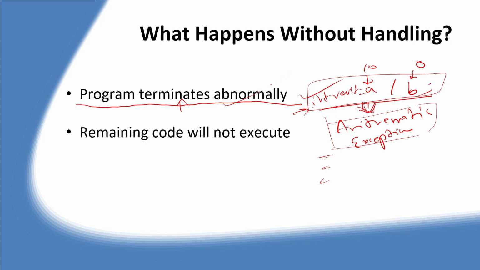abnormally. Okay, and the remaining code will not execute. So whatever lines of code we have written after this statement, those lines will not get executed. So if exceptions are not handled, see, we have not provided any handling of this exception. We have just written the normal code flow. So if we don't handle the exception, then what will happen? The program will terminate immediately, and the remaining lines of code will not get executed.